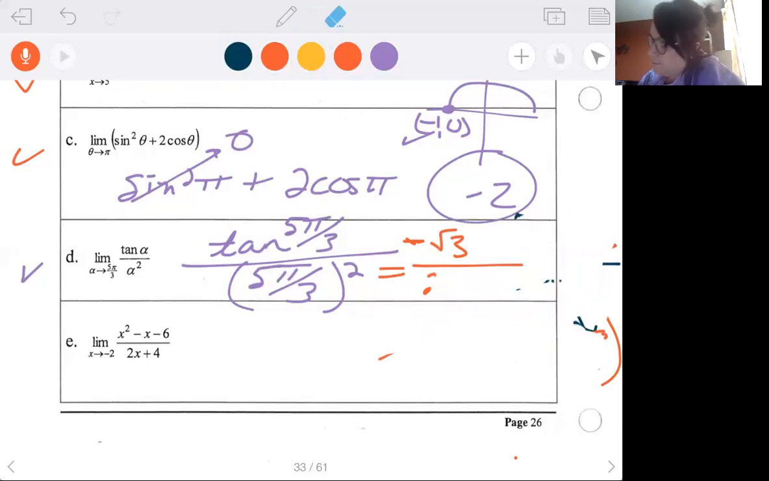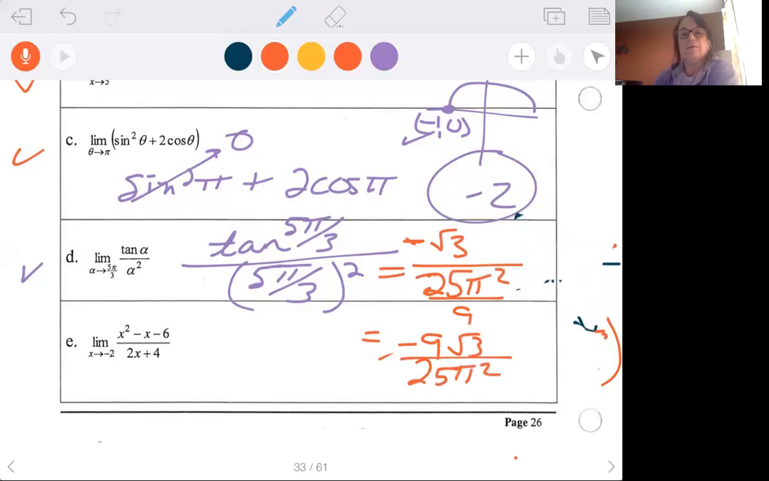25 pi squared over 9. So if I multiply by a reciprocal, I'd have -9√3 over 25 pi squared. That was fun, wasn't it? But notice the hardest part of that was the unit circle.